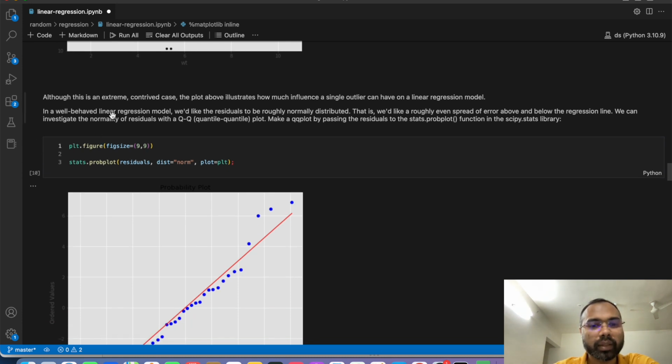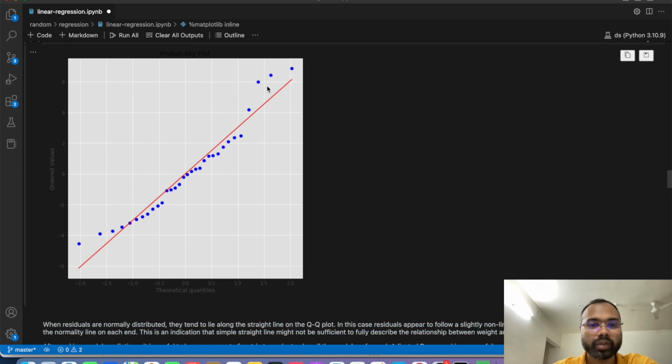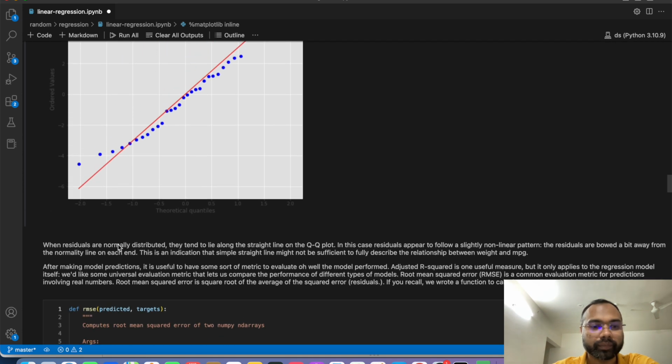Now in a well-behaved linear regression model, we'd like the residuals to be roughly normally distributed. It is very important, like we had discussed, that we have a roughly even spread of error above and below the regression line. We can investigate the normality of residuals with a QQ quantile plot. Make the QQ plot by passing the residuals to the stats function in the SciPy stats library. As you can see, this is how it looks.